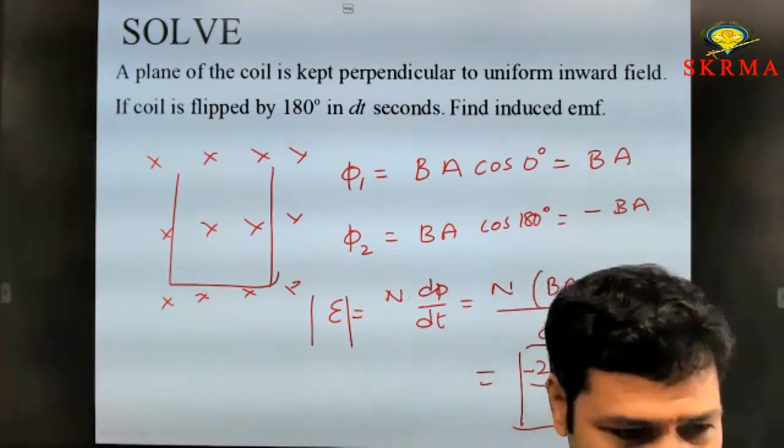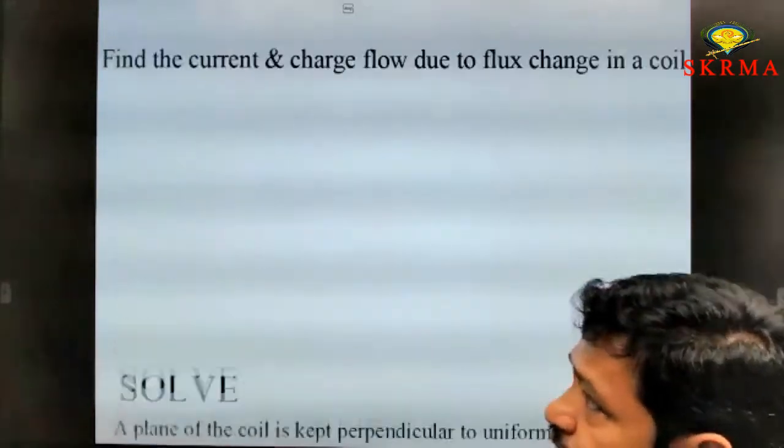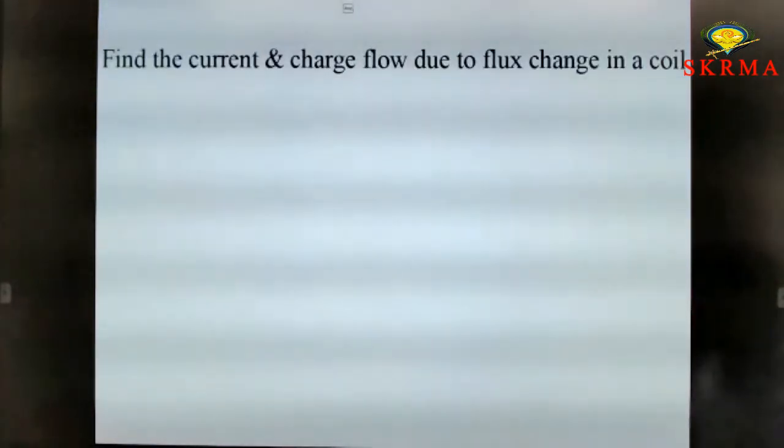There is also some extension to this problem: find the current and charge flow due to the change of flux in the coil. How can we calculate current? The current I is equal to E by R, where E is equal to minus d phi by dt. R is there, that's why R is left here. This is the current equation.